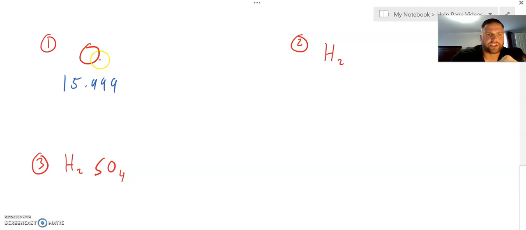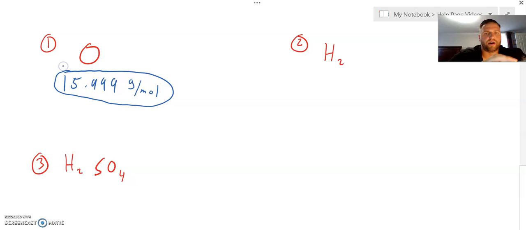So notice that there's only a single oxygen. There's nothing to multiply this by, and there's no other elements present. So really, just transferring that number gives us our answer. So the units we have to attach is grams divided by mol. And we've come up with our first answer.